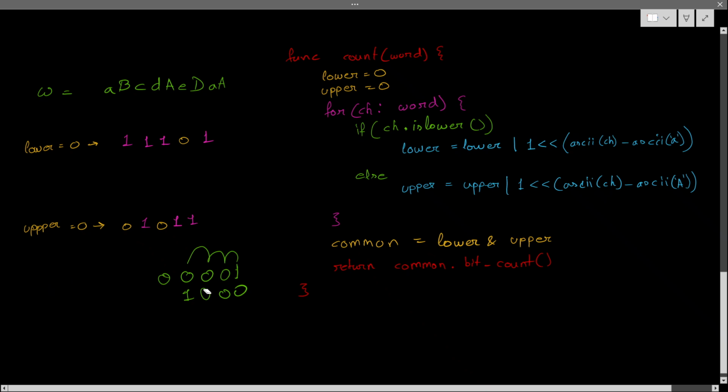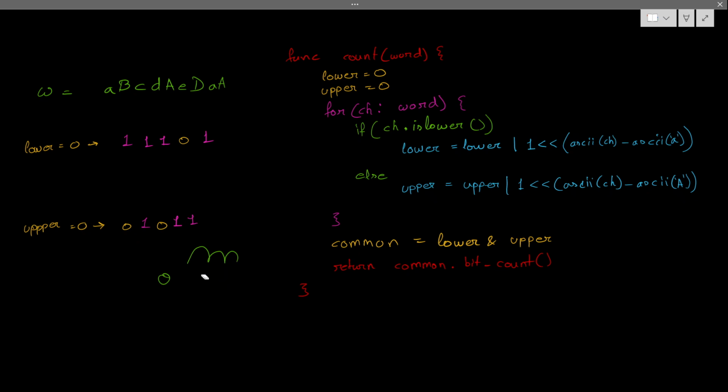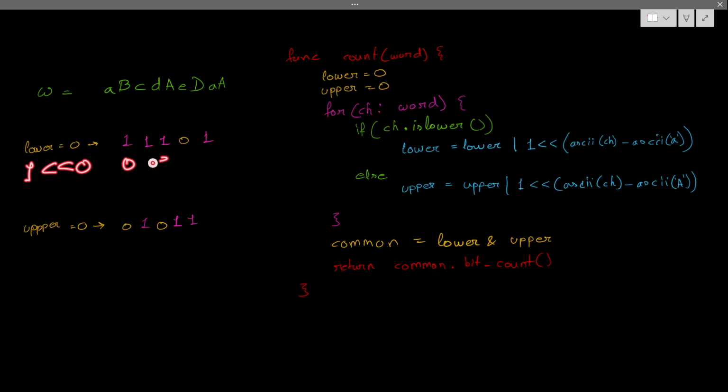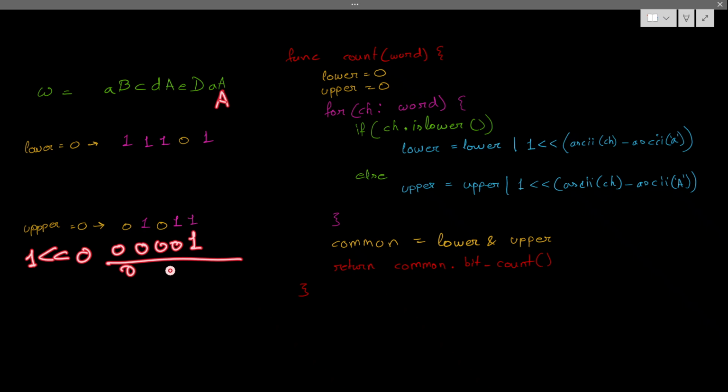Now two cases. A is appearing again. Small a comes here. A minus a is nothing but 0. So 1 left shift of 0 is 0, 0, 0, 0 and 1. So these 1 and 1 do not make any change. It will become the same: 1, 1, 1, 0 and 1. Even though I am adding the operation, there is no change. Similarly for A also, no change. 1 left shift of 0 is 0, 0, 0, 0 and 1. So it becomes 0, 1, 0, 1 and 1. No change.